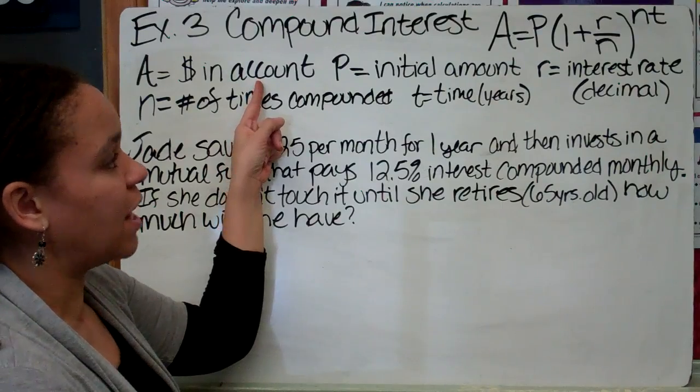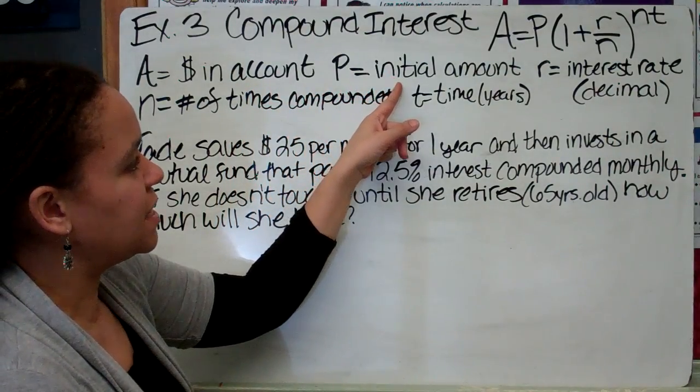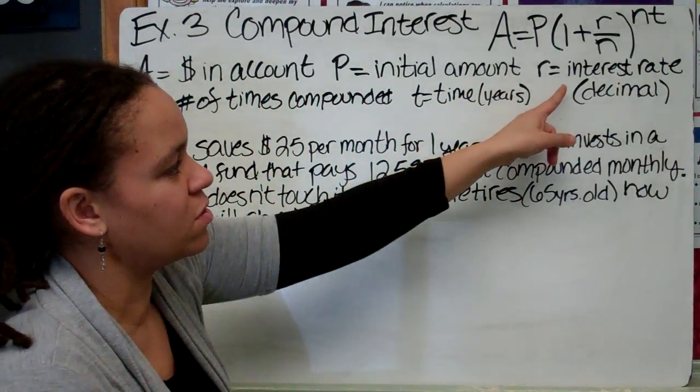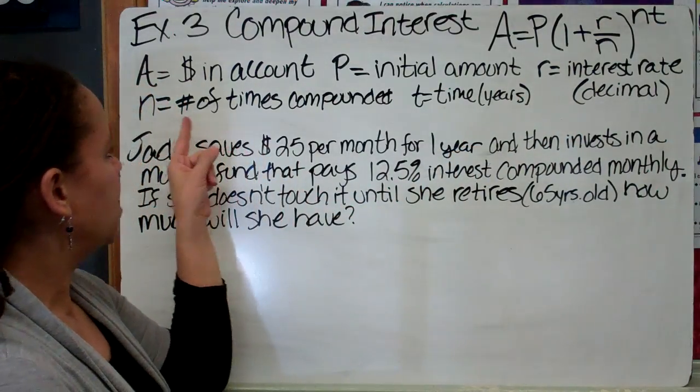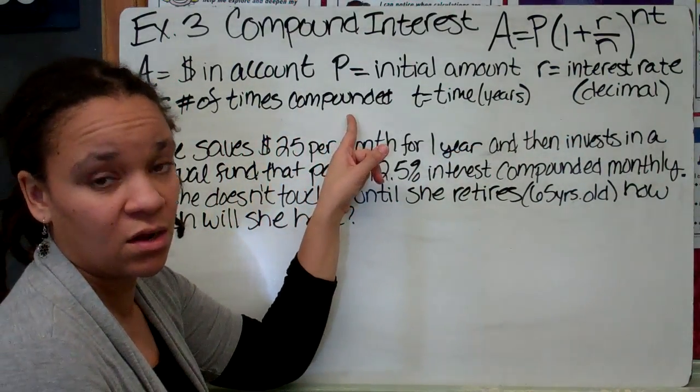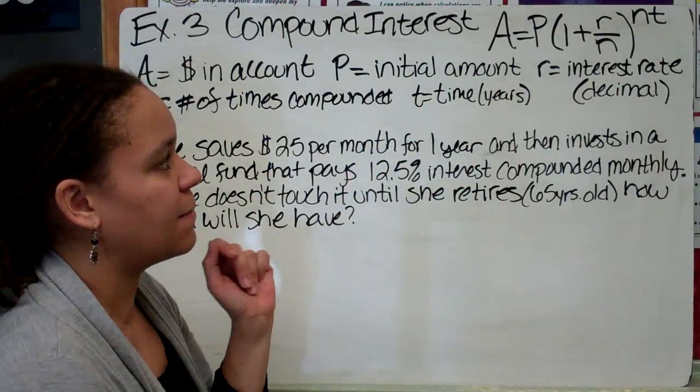A is the money in the account after however long you've kept it in there. P is the initial amount, how much you put in to start. R, interest rate as a decimal. N, the number of times compounded. I'll talk about that in a minute. And T is the time in years.